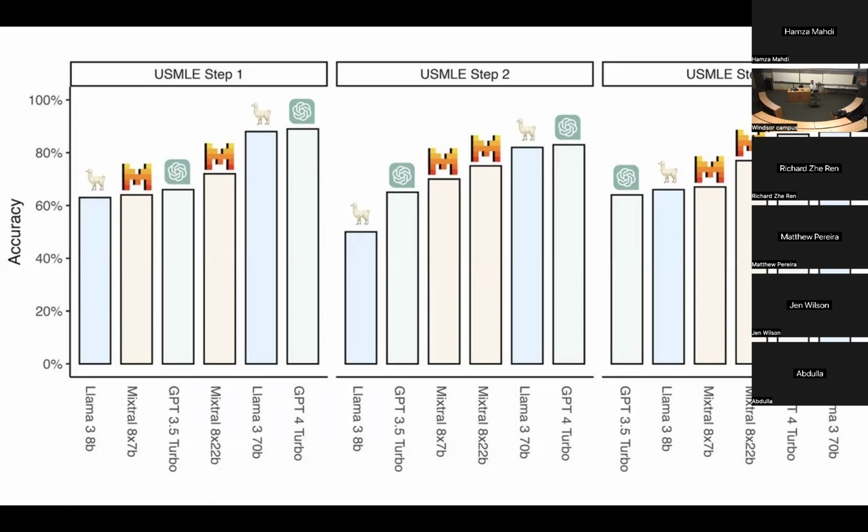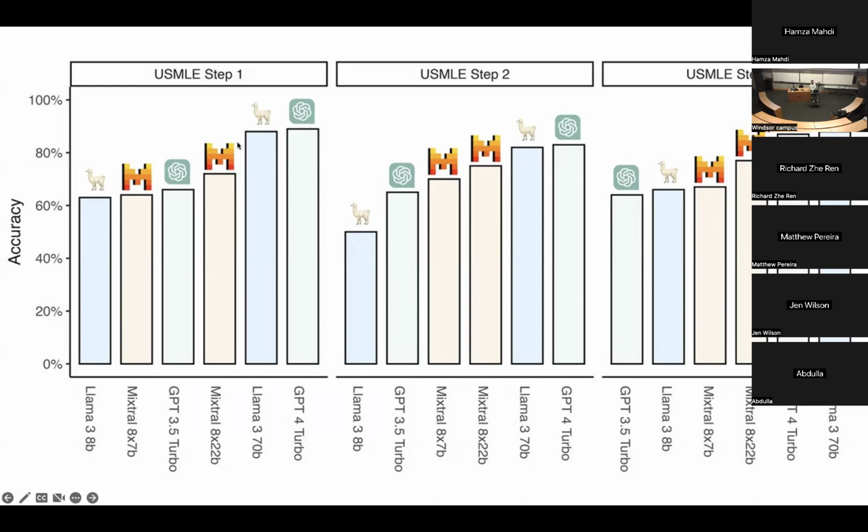So they compared a few of the widely available AIs. This was recent as well because Llama 3 came out last week. And across the board, USMLE step 1, 2, and 3 AIs are performing quite well in terms of answering these questions accurately. So it's very interesting to see how AI will be integrated into clinical practice in the future.